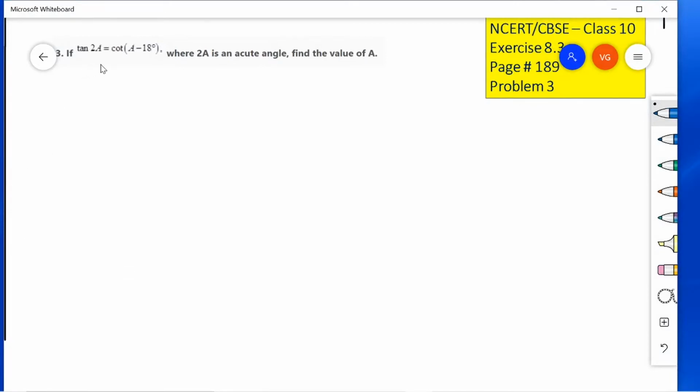If tan 2a is equal to cot (a minus 18 degree), where 2a is an acute angle, find the value of a. So the given condition here is 2a is an acute angle. That means 2a is less than 90 degree. And they're asking you to find out the value of a. So the given statement is tan 2a is equal to cot (a minus 18 degree).